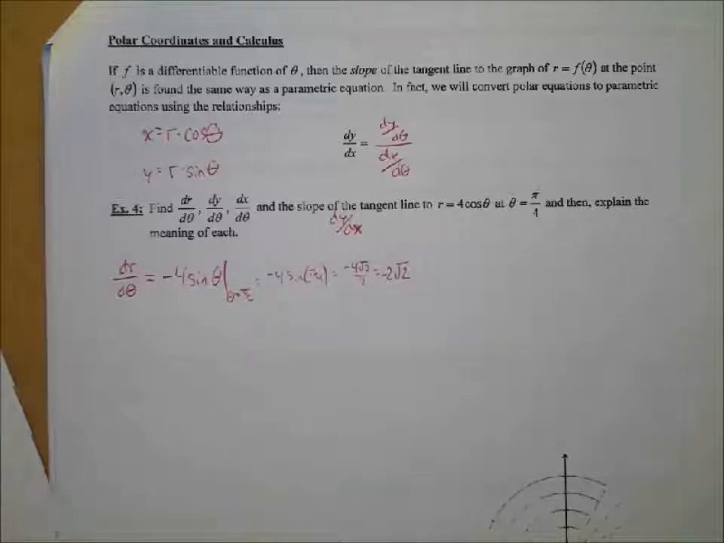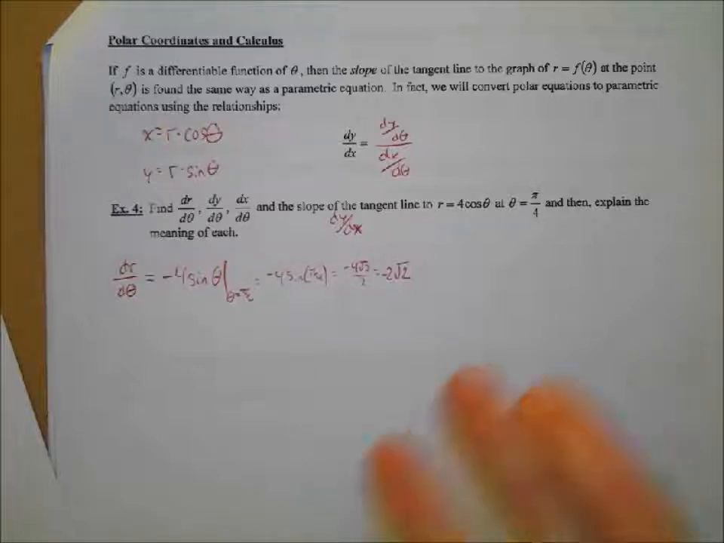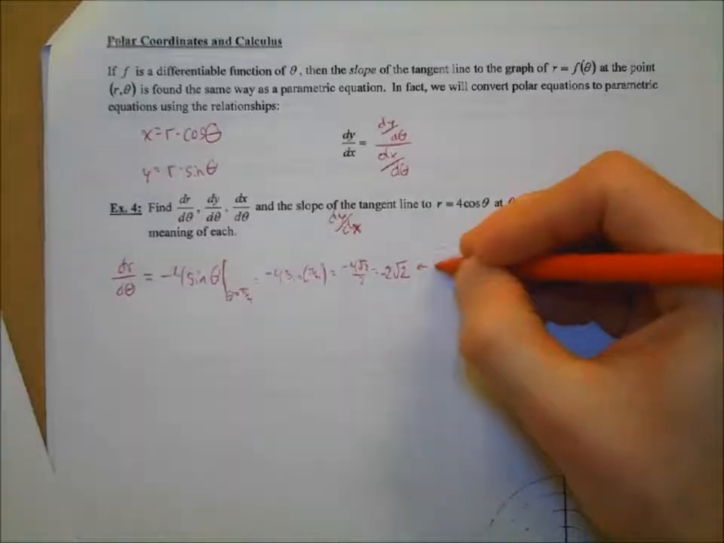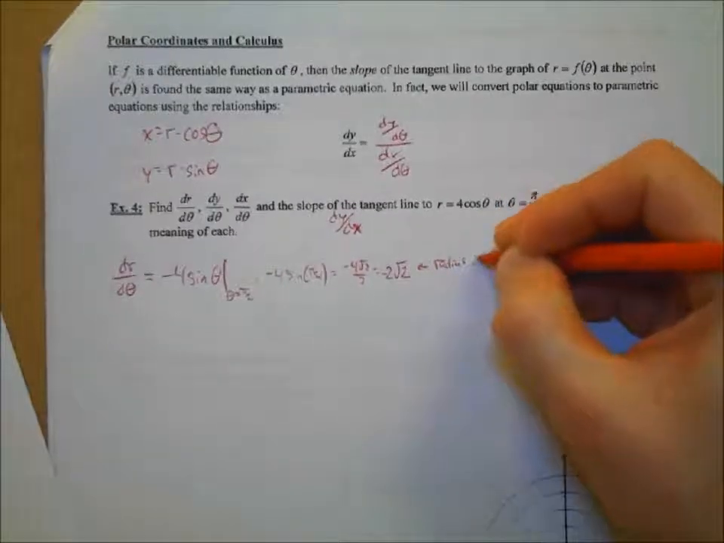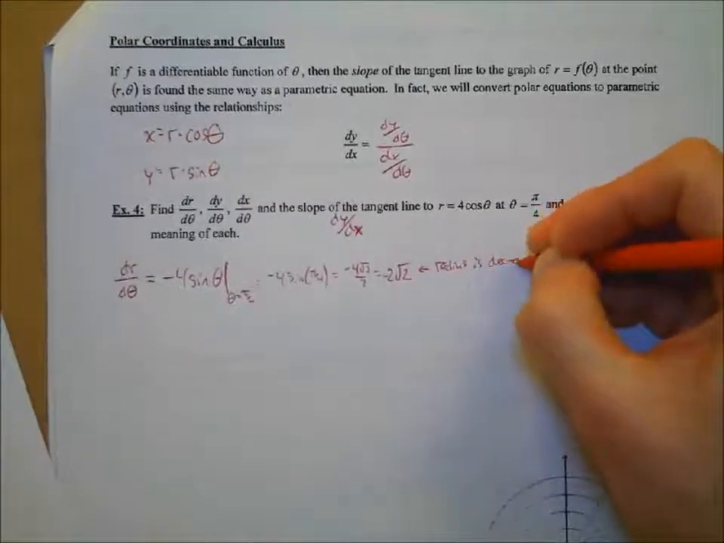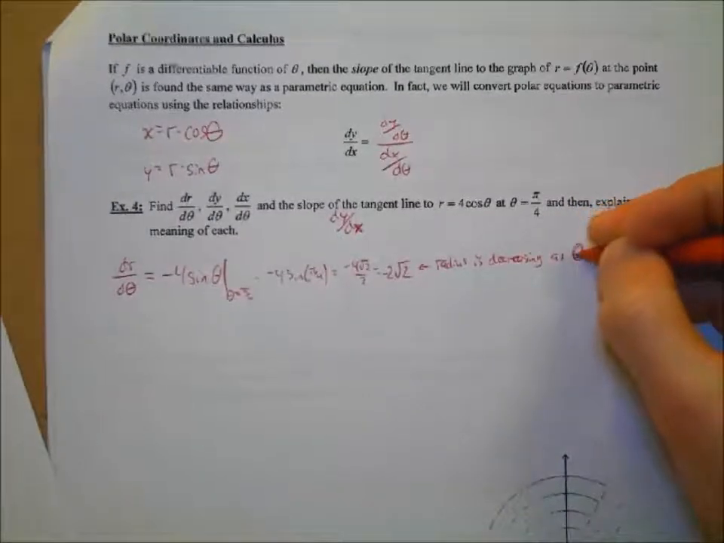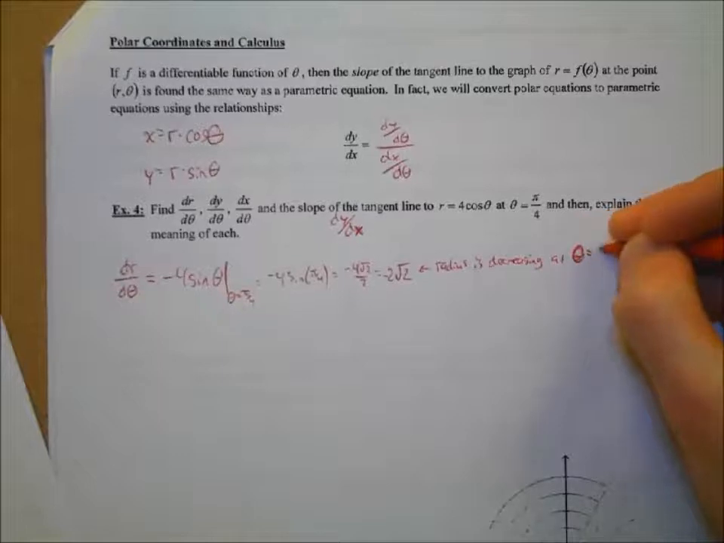I want to be a little bit careful here because if r is decreasing, if r is positive, we're going to be getting closer to the pole. If r is negative, we're going to continue to go further away from the pole, though, right? Depending on what value r is. But in this case, you're right because r will be positive. So yes, this means the radius is decreasing at theta equals pi over 4.